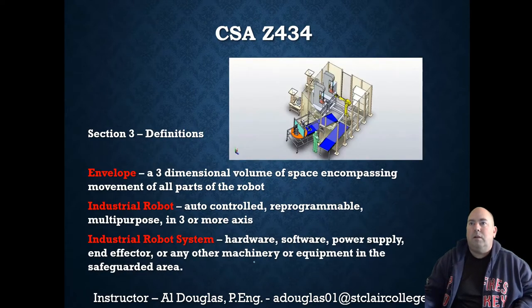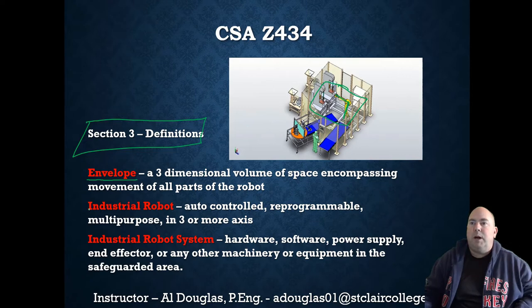Okay. Section 3 talks about some definitions. So envelope, the envelope of a robot, a 3-dimensional volume of space encompassing movement of all parts of the robot. So if we look at this robot right here, what we talk about as working envelope, we're basically talking about anywhere that it is capable of reaching. Okay, so if it is capable of reaching a space, that is within its working envelope.